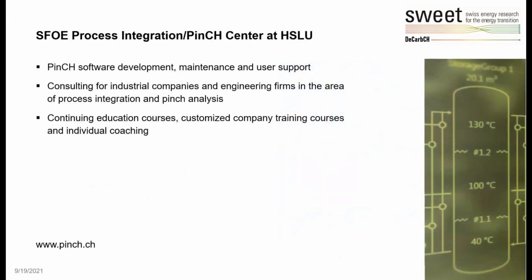Within our own research group, we have been fortunate to be selected by the Swiss Federal Office of Energy as the Process Integration Pinch Center to support and promote the application of pinch analyses in the Praxis. Our activities include the following, listed here: pinch software development, which I'm going to demonstrate in a few moments, as well as the maintenance and continued support, some consulting for industry and engineering firms, as well as providing continuing education courses and teaching, and customized training courses and individual coaching.